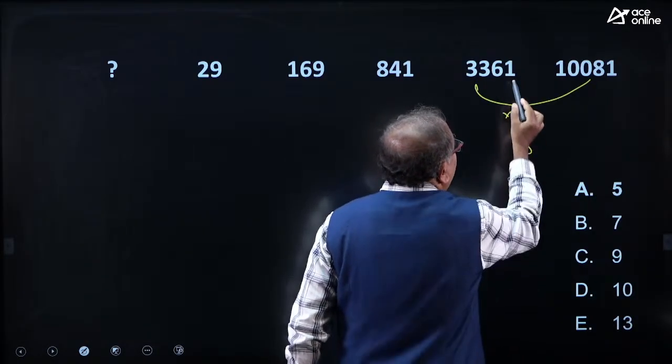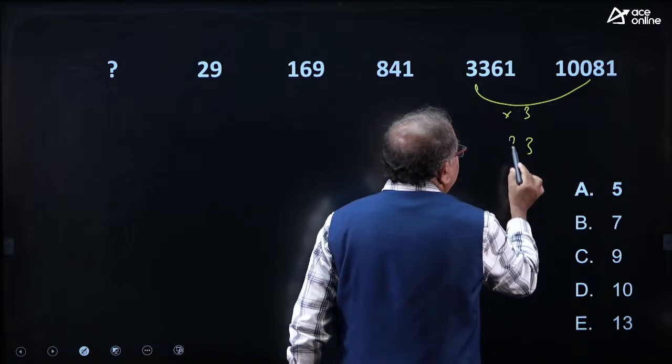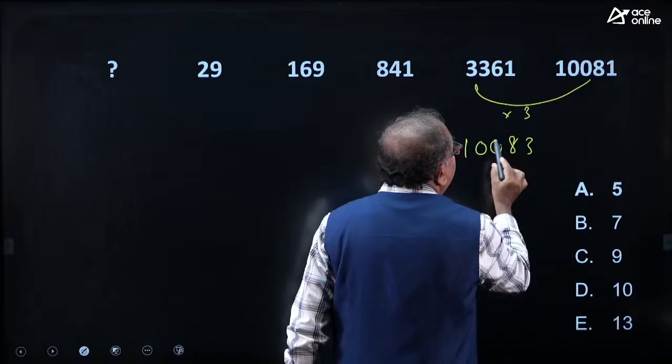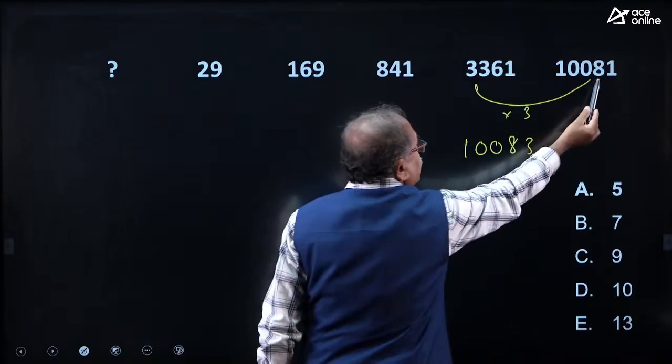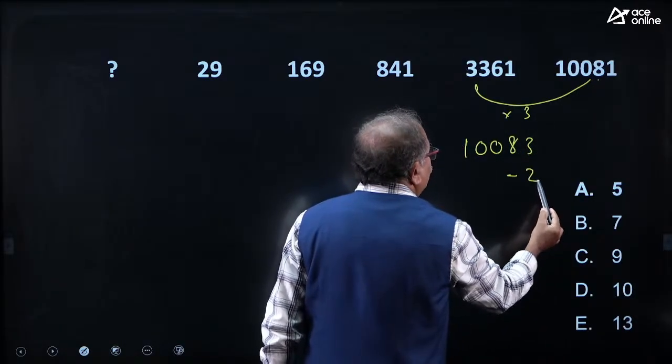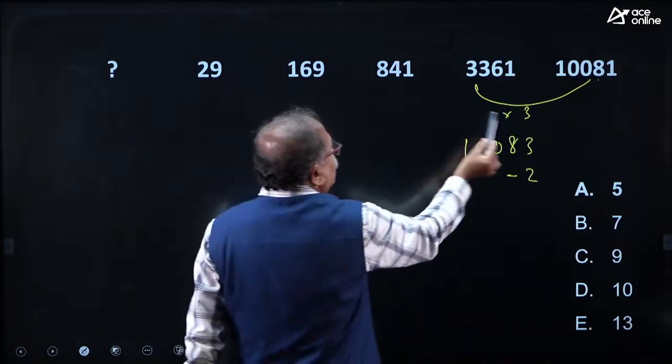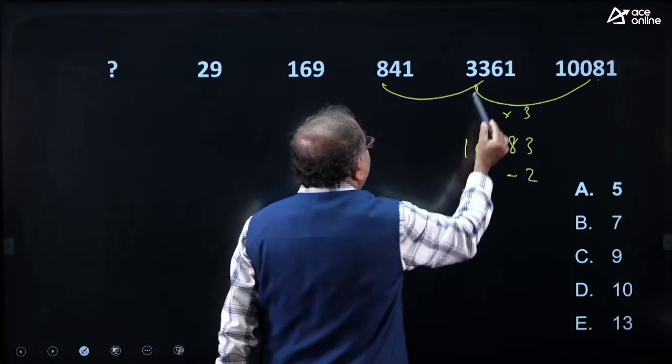That is 3 and 60. 3 6 is 18. Carry 1 and 99 and 100. But here we have 81. That means minus 2. So at least I got that relation here. Now I know that there is a multiplication from here to here.